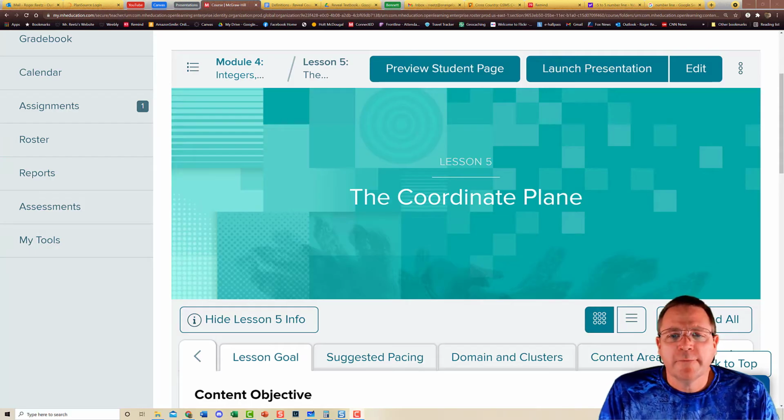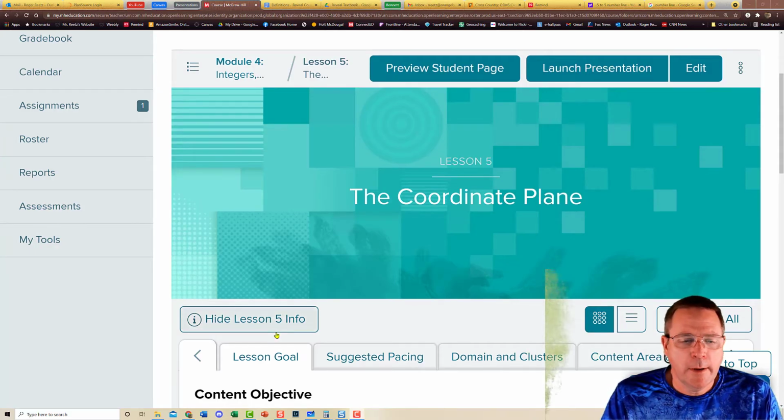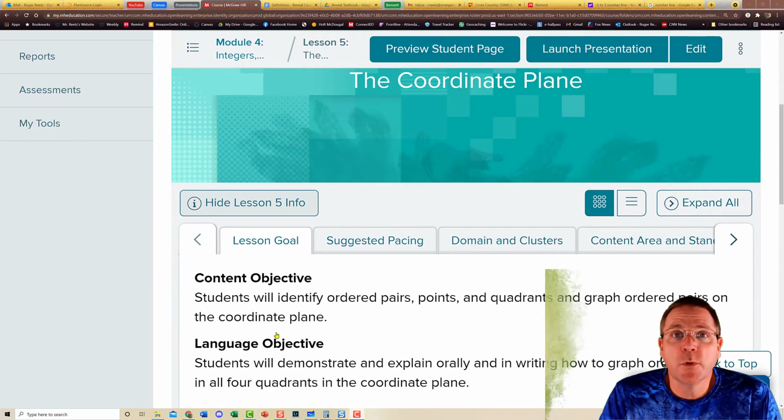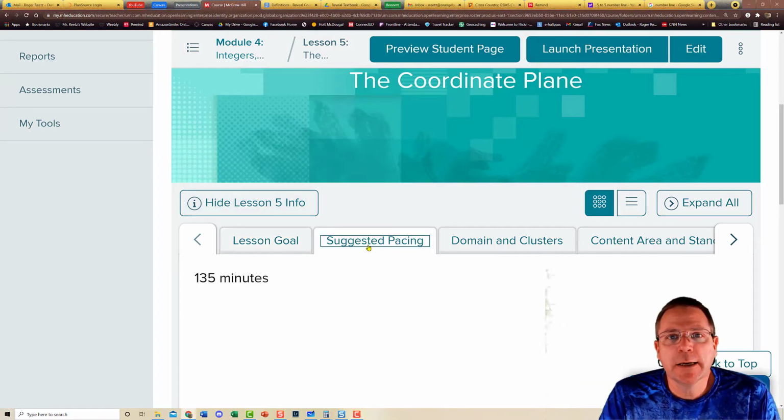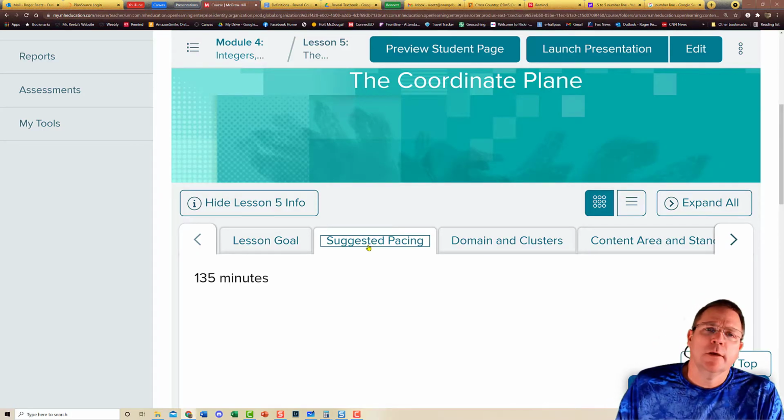Chapter 4, Lesson 5 deals with the coordinate plane. The content objective is students will identify ordered pairs, points, and quadrants and graph ordered pairs on the coordinate plane. The suggested pacing guide says this is going to take 135 minutes to complete, so probably looking at a solid 2-day lesson on this one.